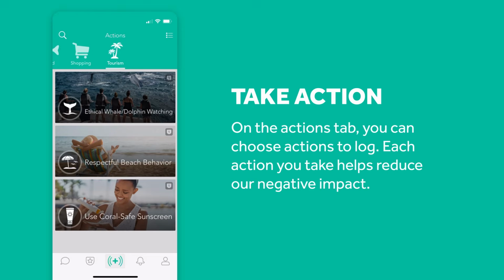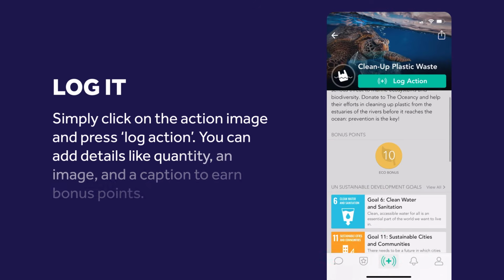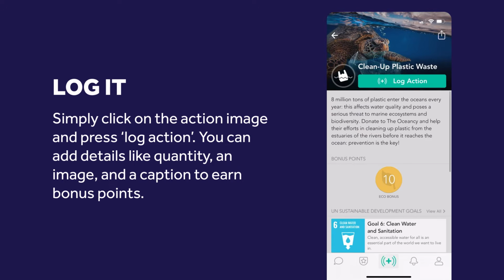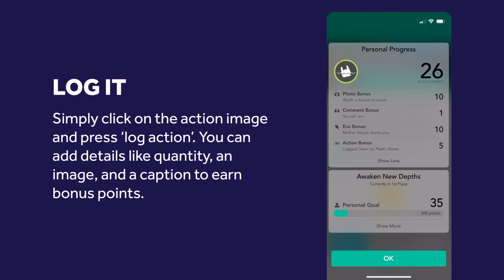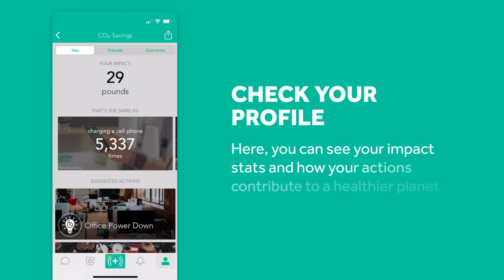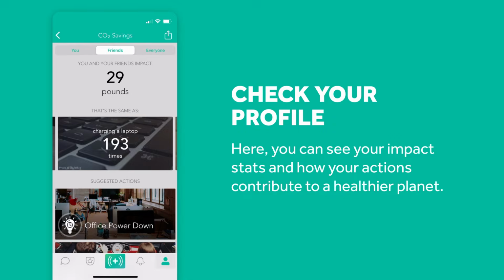Each action you take helps reduce our collective impact on the environment. To log an action, simply click on its image and then press Log Action. You can also add details like quantity, an image, and a caption to earn bonus points. Under your profile, you can see your impact stats and how your actions contribute to a healthier planet.